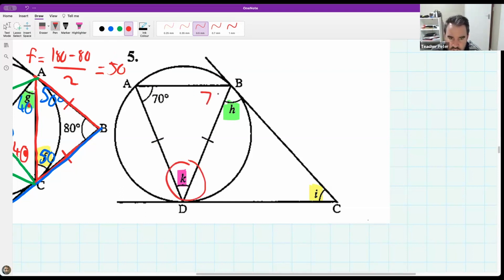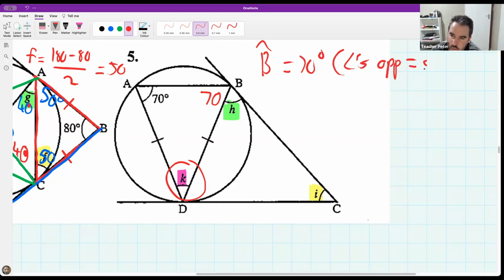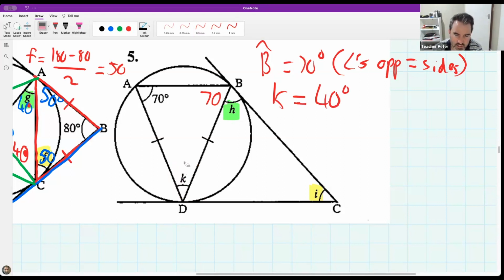I think most of us would say that angle B is 70 because of angles opposite equal sides. So what does K have to be? Well, actually, that's quite easy because it's sum of angles in a triangle. So K must be 40. Yes, Sedekani, it is 40. Okay, so we've got K.